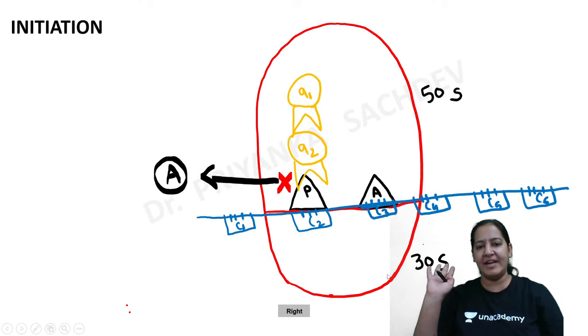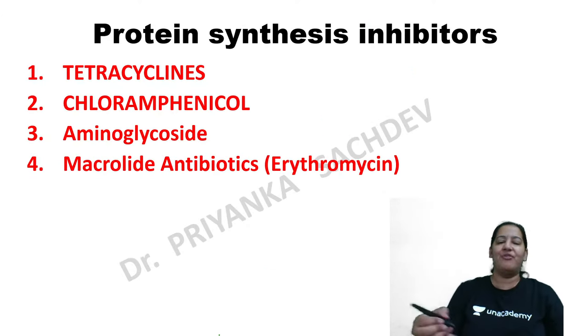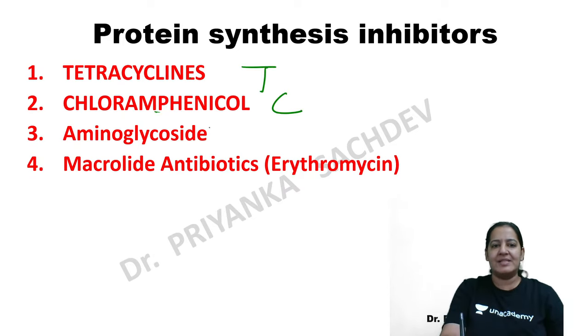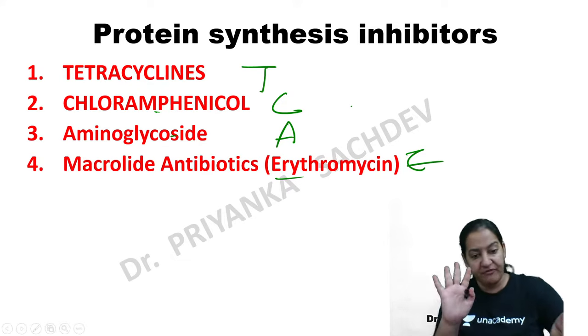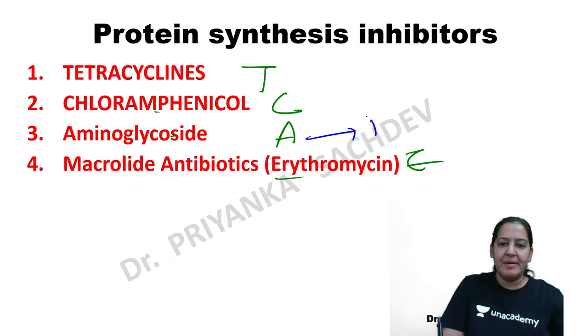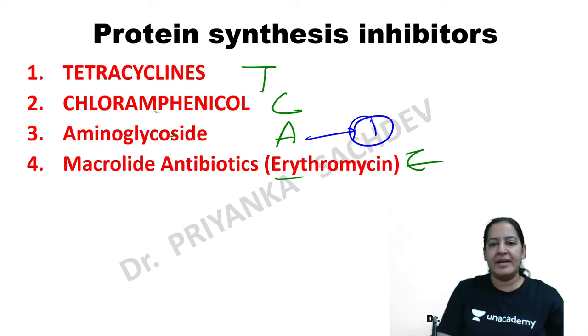If you don't have any doubt, now see the mechanism of action of the 4 antibiotics. I'm going to teach you. Tetracycline is T, chloramphenicol is C, aminoglycoside is A, and erythromycin is E. Right. So the four steps. Aminoglycoside inhibits the first step, that is initiation. That is, it acts on the P window.